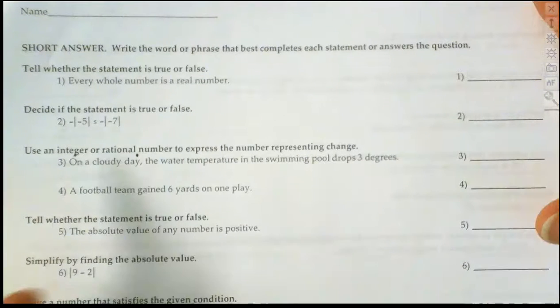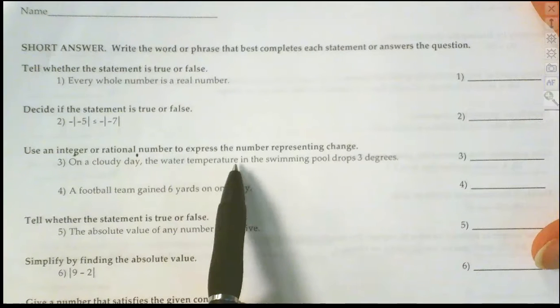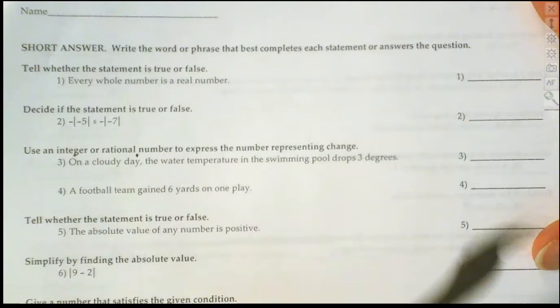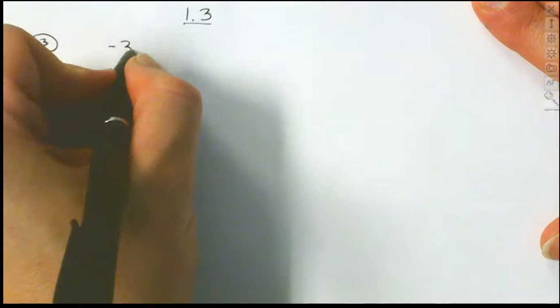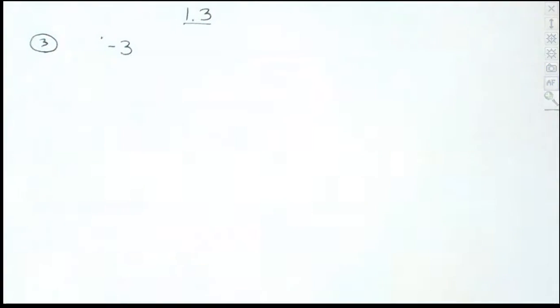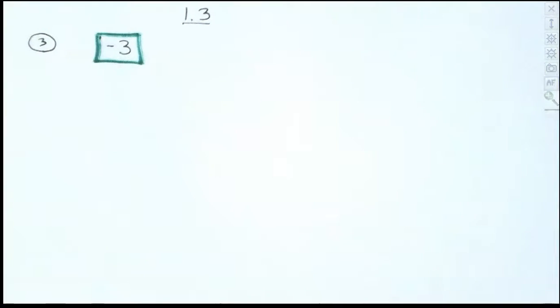And when we look at question 3, it says, on a cloudy day, the water temperature in the swimming pool drops 3 degrees. Well, if we dropped 3, that means it's going to be a negative number, right? So the number to represent that change would be a negative 3. So for question 3, our answer would be a minus 3, because we dropped 3 degrees. And I know a lot of these are very simple, and it's easy to get confused about the wording and what I'm looking for.